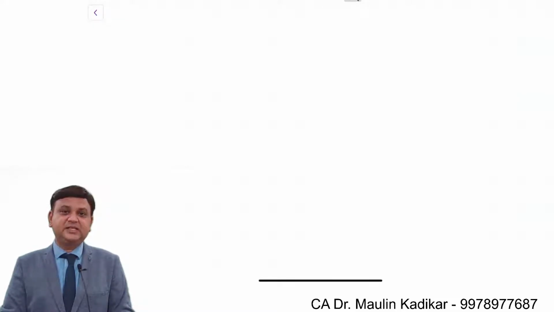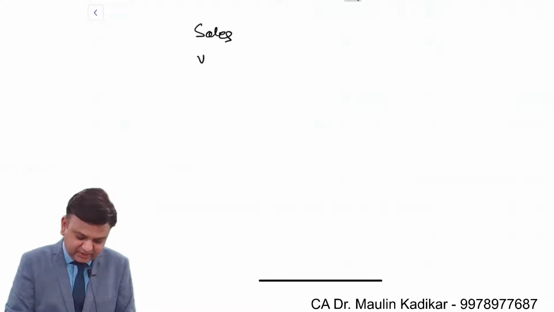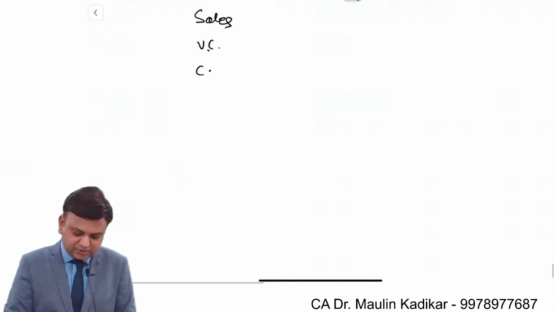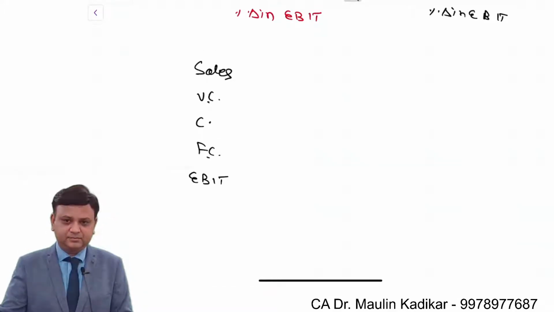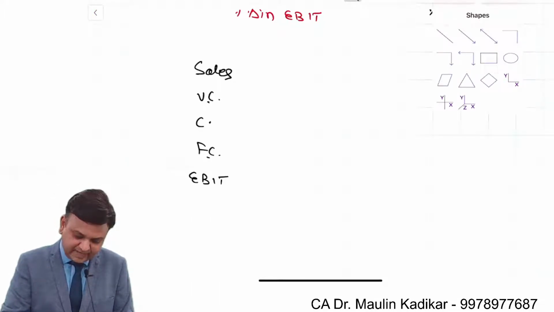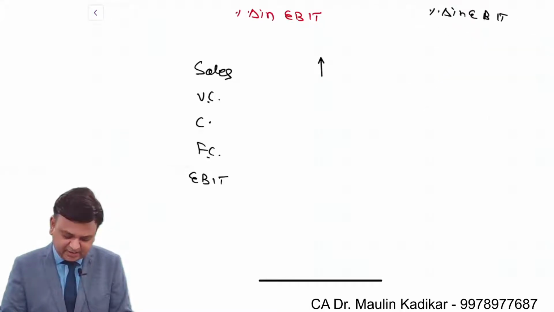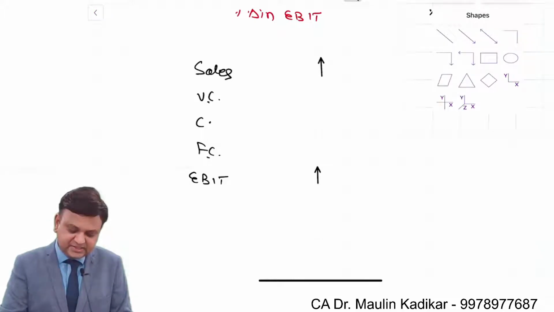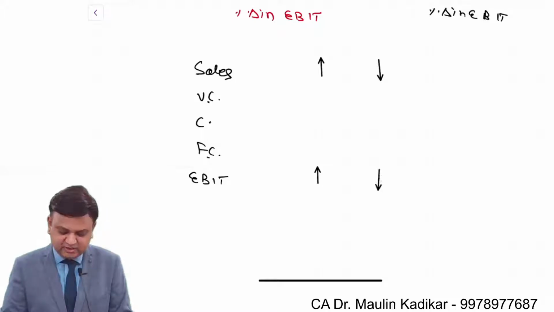See what happens, say there is a term called fixed cost. Sales minus variable cost gives contribution, minus fixed cost gives us EBIT. Now when sales increases, at that time operating income increases at a higher rate. When the sales decreases, the operating profit reduces at a higher rate.